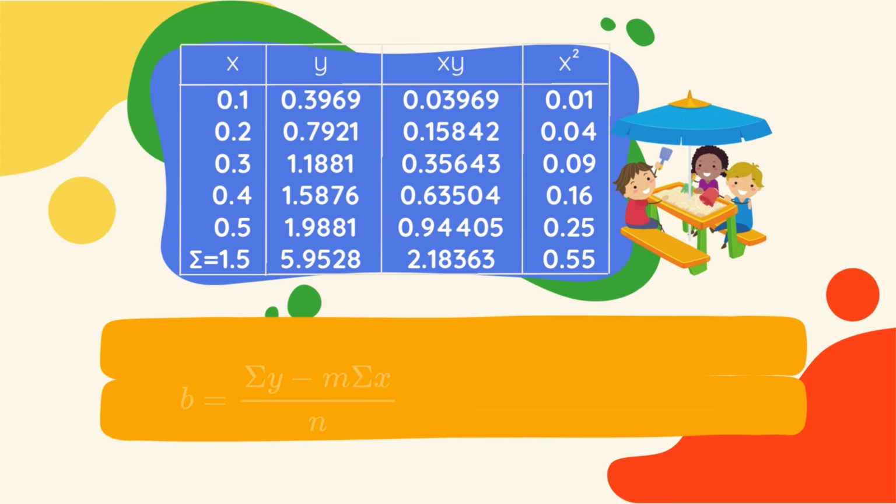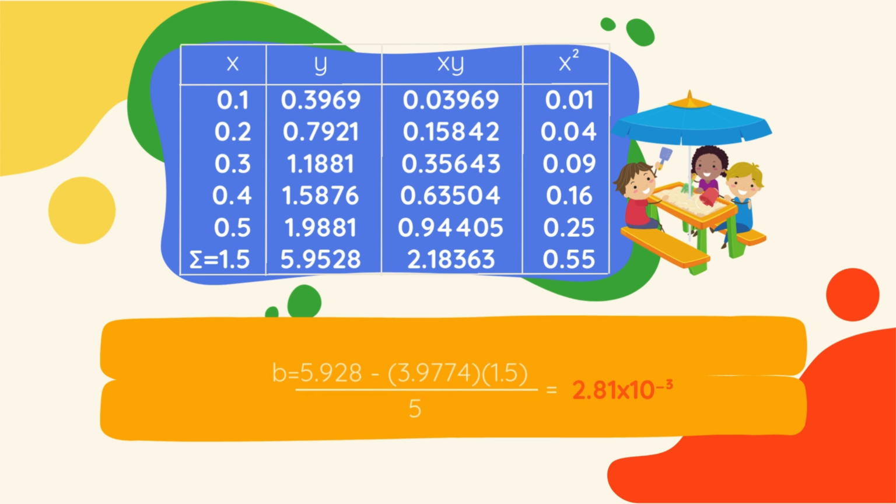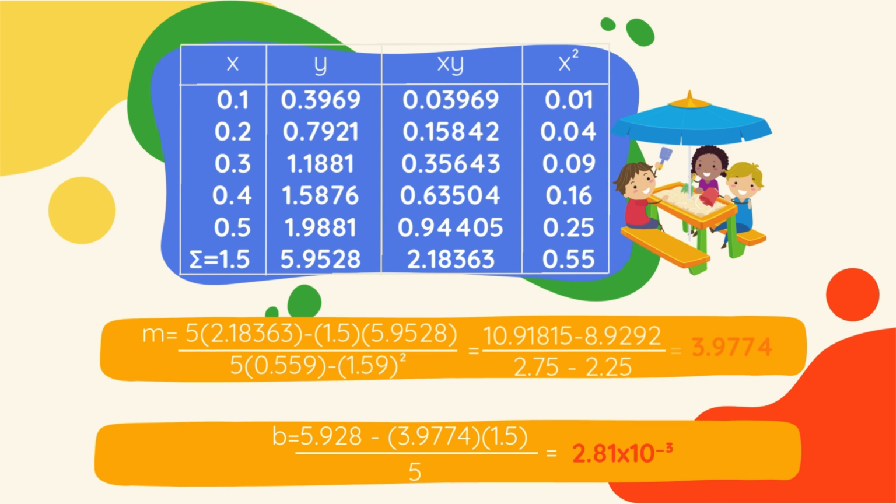To find our b, we already have our m and the given from the table, so it will be 5.928 subtracted by 3.974 multiplied by 1.5, divided by 5, which we get 2.81 multiplied by 10 to the power of negative 3. So here we have our m over b.